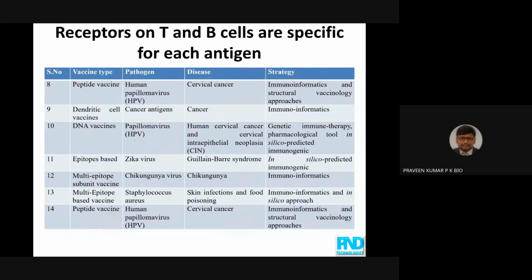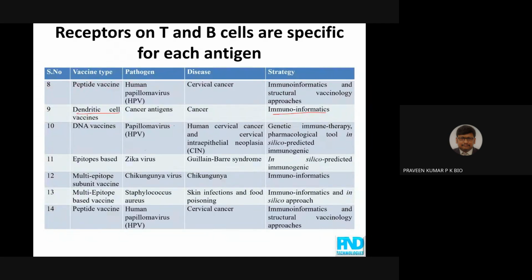dendritic cell vaccines. You know, in my lab we are producing plenty of these. We are doing plenty of research on dendritic cells, especially dendritic cell vaccines. These are professional antigen presenting cells. If you increase the population in the cell culture, these cell cultures can be infused into patients to decrease a specific type of cancer. Okay, so for this also we need the immunoinformatics approach.